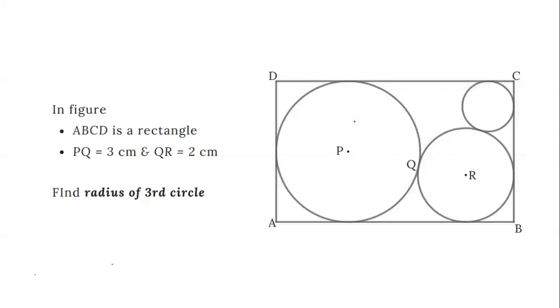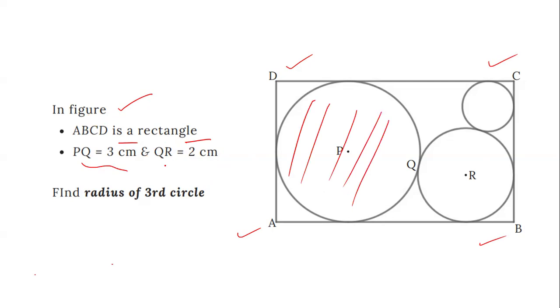So hello guys, in this video we are going to solve this problem. In this problem it is given that in the figure ABCD is a rectangle. This is point A, this is point B, this is point C and this is point D, and this is one rectangle. This PQ is 3 centimeter, which is the radius of this circle, and QR is 2 centimeter, which is the radius of this circle.